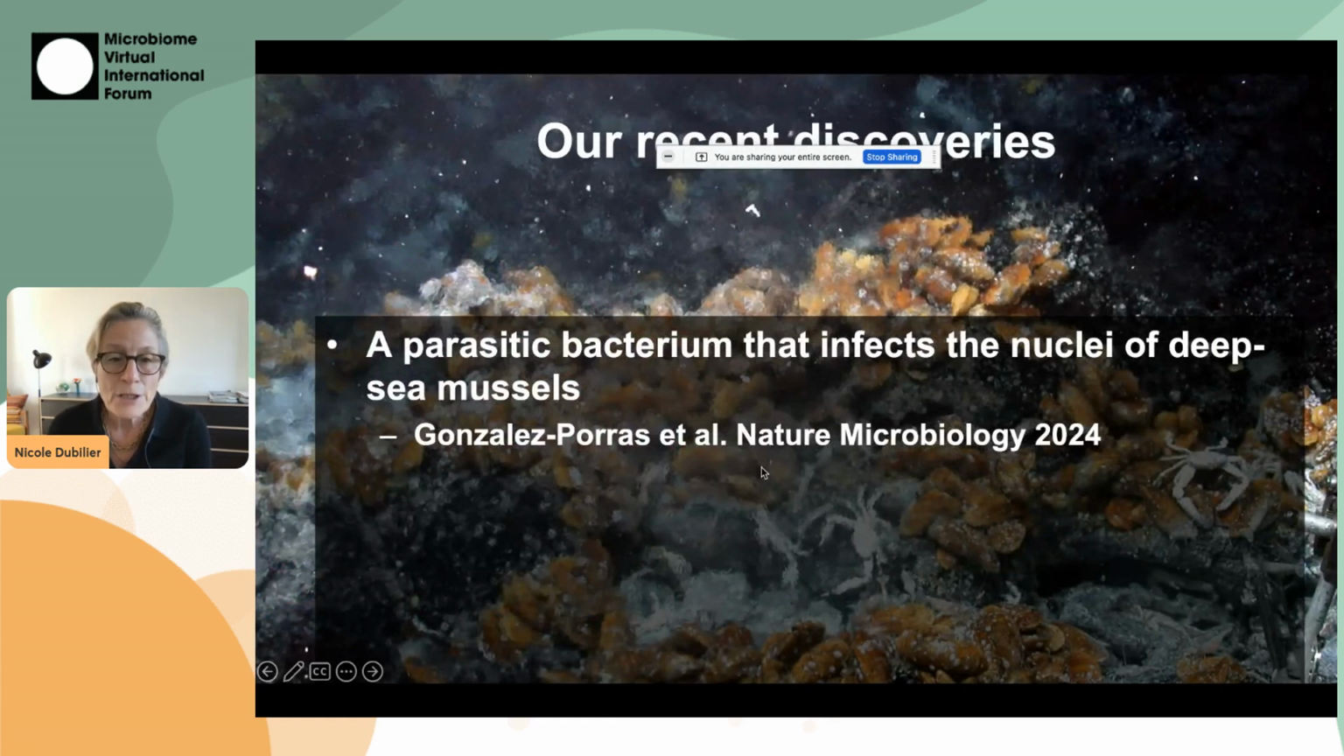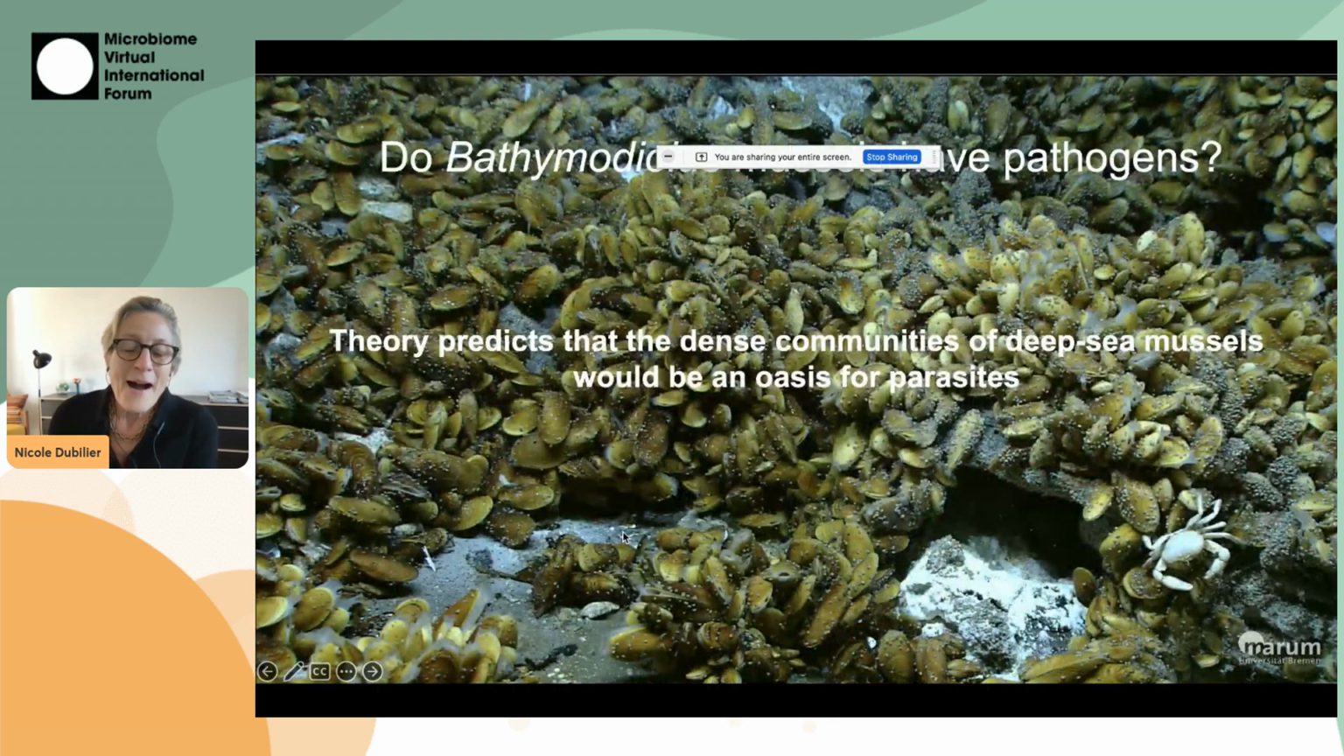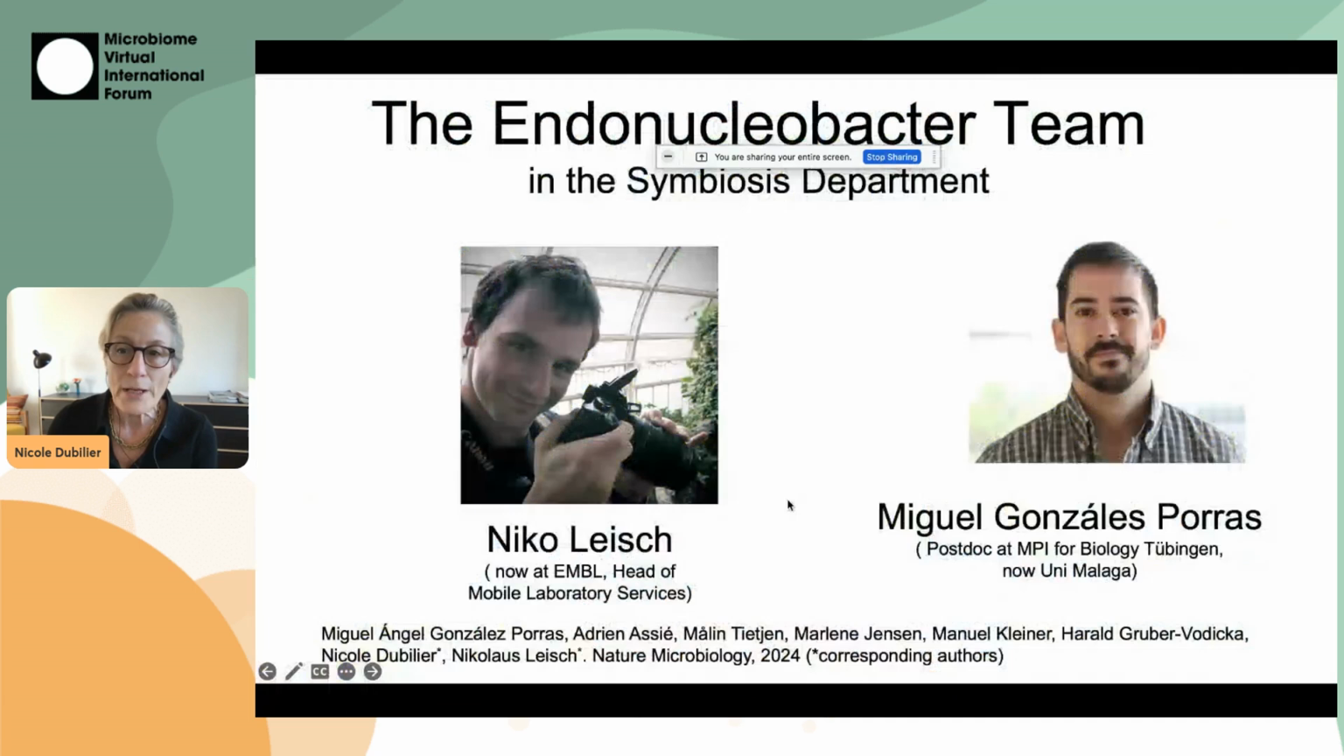But today, I'd actually like to tell you about a parasite, not a symbiont. These are some of our newest results that we recently published and that we find quite intriguing, and I hope you do too. So theory would predict that when you have these types of dense communities of any type of animal, we know that whether it's bird flu or in agriculture, when we keep animals, they're an oasis for parasites. And we find remarkably few parasites, but the one that we did find is quite intriguing.